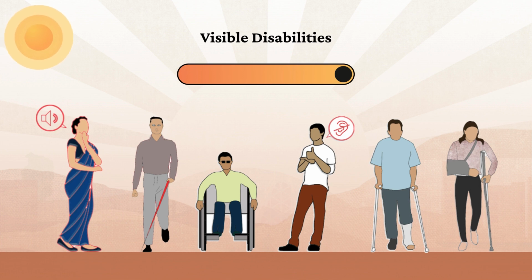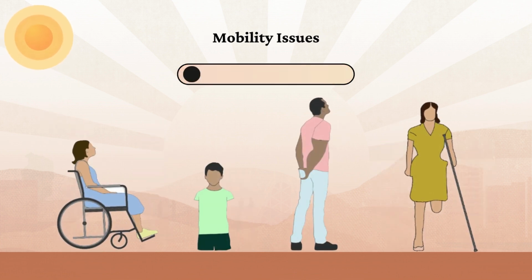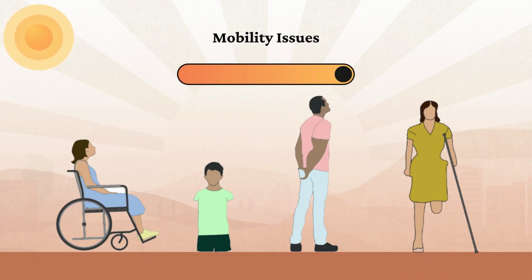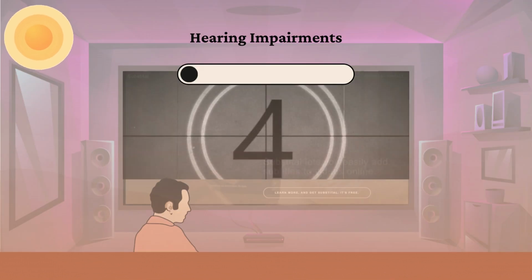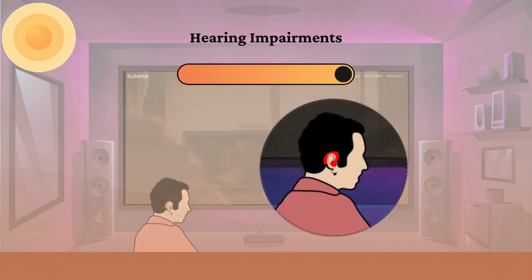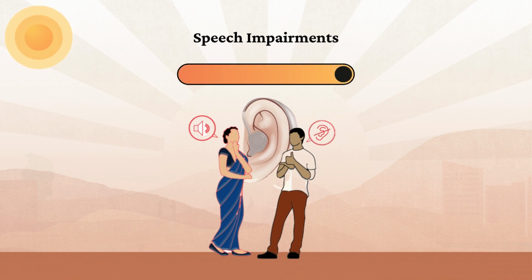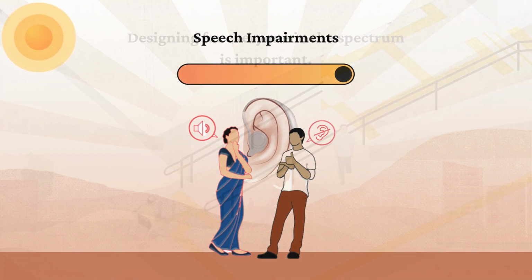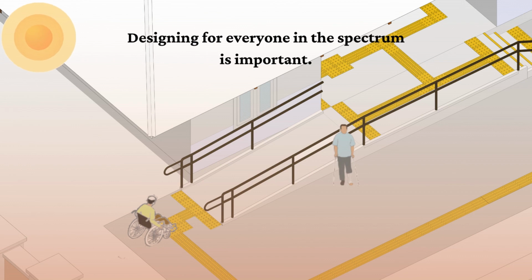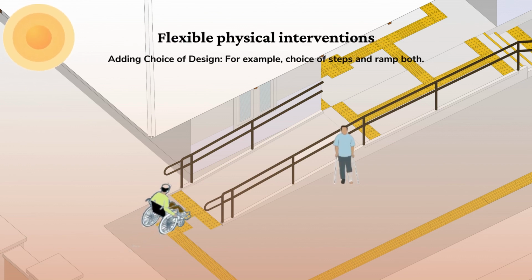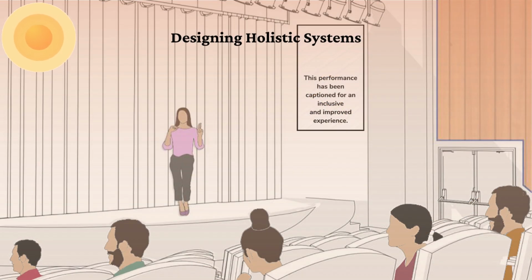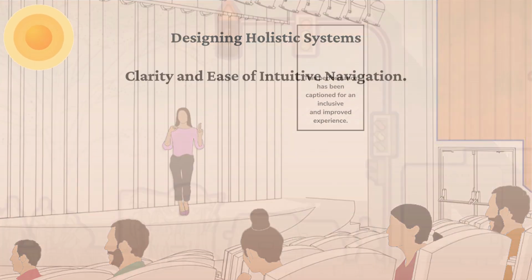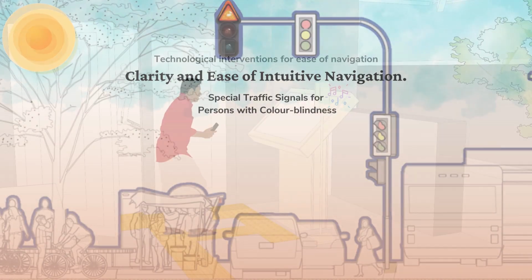The visible disabilities range from mobility issues to vision impairments, hearing impairments, speech impairments, or a combination of both. Designing for everyone in the spectrum is important, be it making flexible physical interventions to designing systems that are holistic and easy to interpret and form a solid information loop with clarity and ease of intuitive navigation.